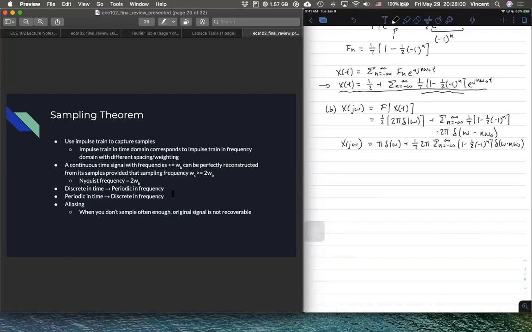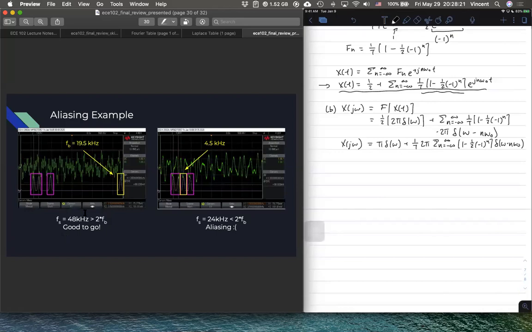Aliasing is a term to describe what happens when you don't have a sufficient sampling frequency. If it doesn't meet this Nyquist frequency criterion, then it will result in something called aliasing. In that case, you won't be able to obtain the original signal from your discrete values. So I'll show an example of that here.